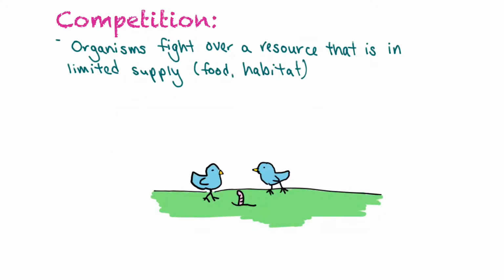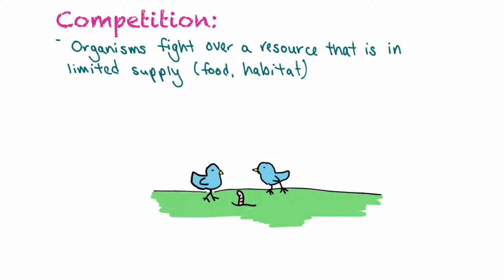So one type of interaction between species would be competition. That's when organisms are fighting over a resource that's in limited supply. So it could be fighting over food or competing for a water source or competing for a habitat. And what will happen is the one that is most successful will increase in the population, and the one that is less successful will start to decline.